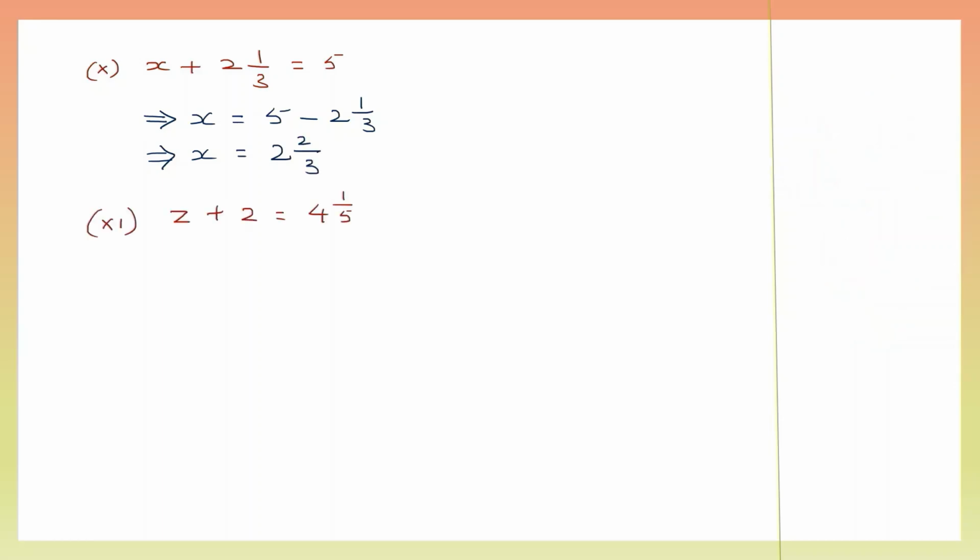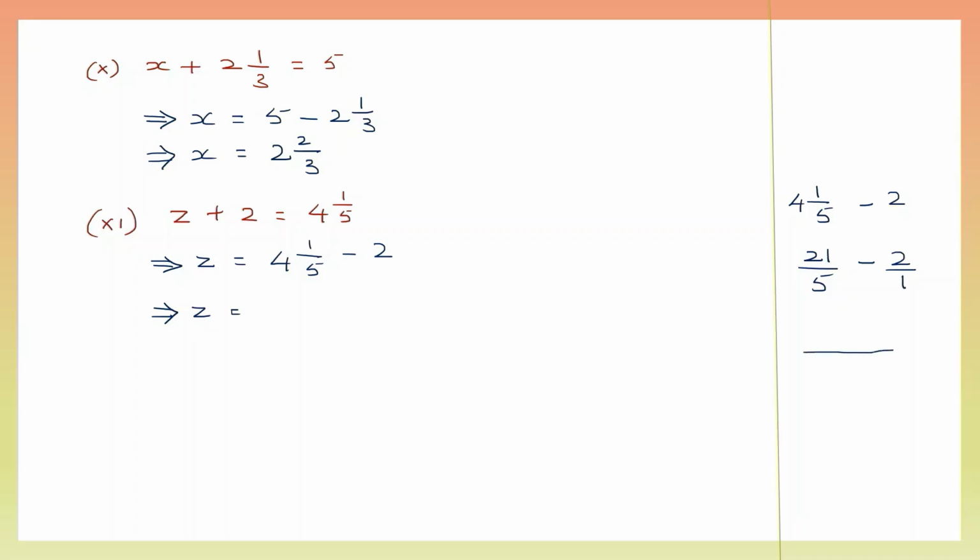Question 11. Z plus 2 equals 4 1 by 5. So leaving z here, on the other side we have 4 1 by 5. We transpose plus 2, it becomes minus 2. So we are going to find the value of z by solving this. 4 1 by 5 minus 2. So let's convert this. 5 4s are 20 plus 1, 21 by 5 minus 2 by 1.